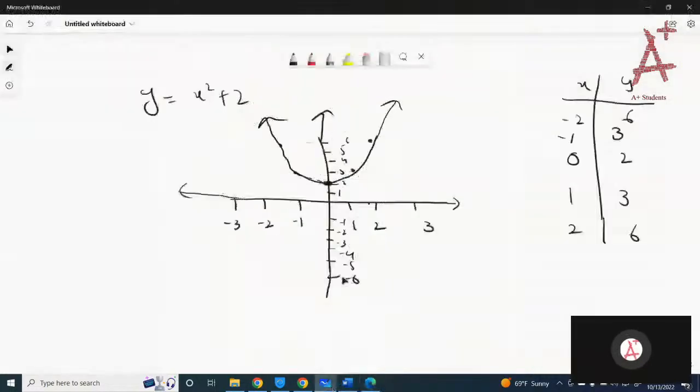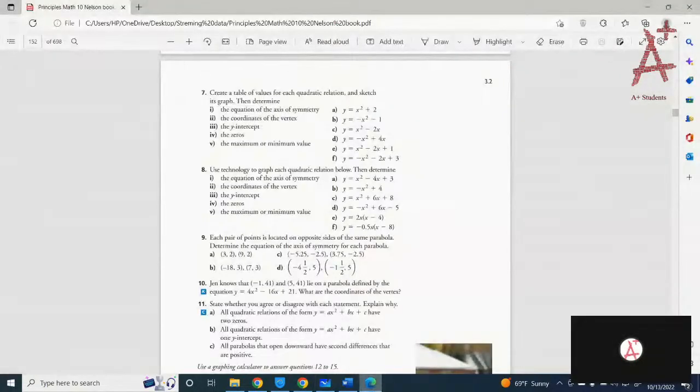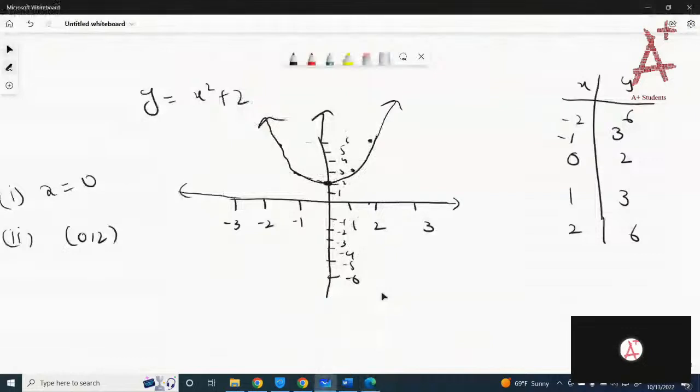Then the second one is the coordinates of the vertex. Here is the vertex. So x is 0 and y is 2. Got it? Then the third one is the y-intercept. The graph is touching the y-axis at y equals 2, so the y-intercept is 2. Got it?